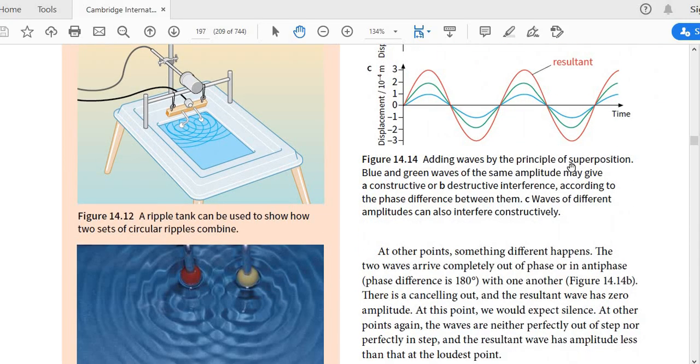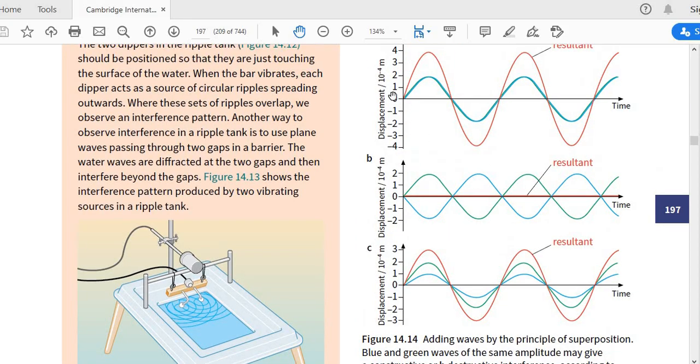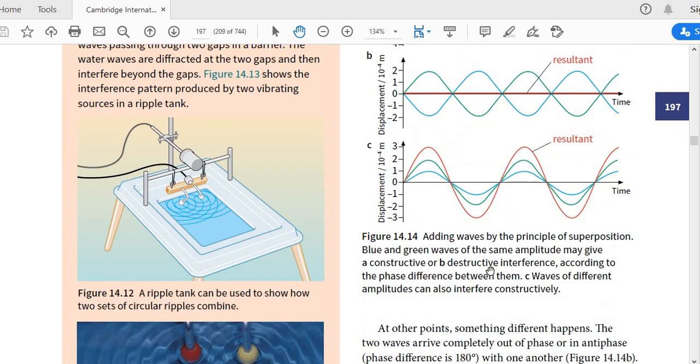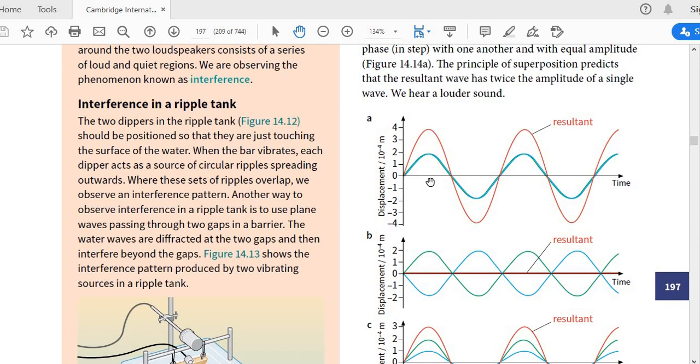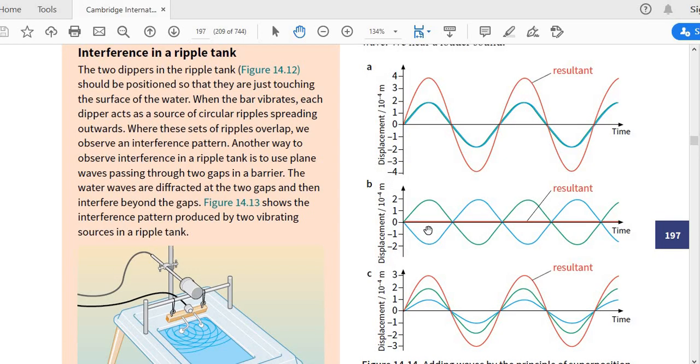So this is adding waves by the principle of superposition. Blue and green waves of the same amplitude may give constructive or destructive interference according to the phase difference between them. Here the phase difference is 0 degrees because the waves go together, or we can even say 360 degrees. Here it is 180 degrees. Here the path difference is 2 lambda or 0 lambda because both waves go together.